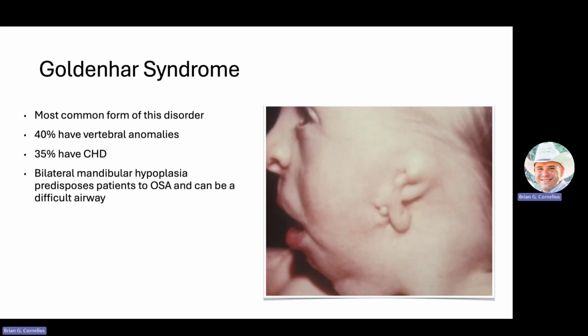So Goldenhar is the most common form we see. About 40% of these patients will have vertebral abnormalities, and about 35% will have congenital heart disease. So increased risk patients. These patients tend to have bilateral mandibular hypoplasia. As a result of that, they're predisposed to obstructive sleep apnea and a difficult airway. There's a lot of things you can take away from this picture on the right. You see the retrognathic jaw, as well as the deformities to the ear and the face.